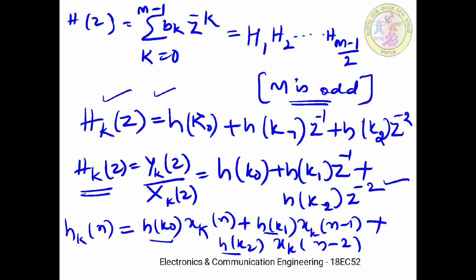Using that you can draw the direct form, and those direct forms are cascaded to obtain the complete cascade form realization for the given system. So therefore now in the block diagram form we can represent the cascade realization as shown.